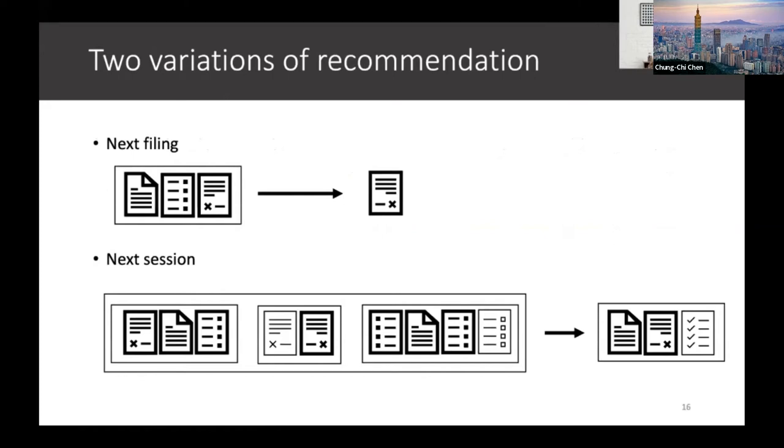Based on the observations that we have in the first part, we identified two types of recommendation that can be used on Edgar. One is next filing recommendation. By next filing recommendation, I mean that we're given an ongoing session which is not completed yet, and we want to recommend the next filing to be read by the user in this ongoing session.